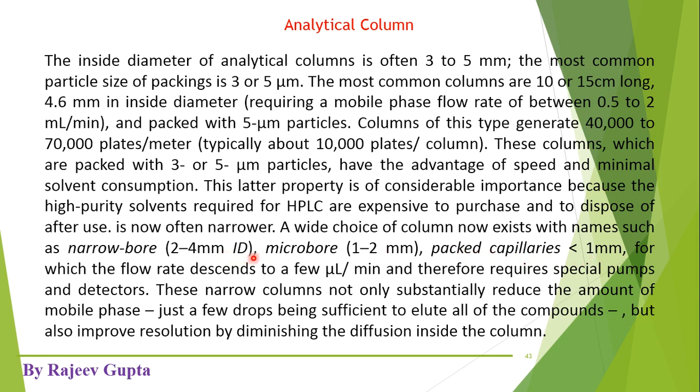So these are the different types of columns depending on the bore size, for which the flow rates descend to a few microliters per minute. The flow rate decreases as the bore size decreases, and therefore requires special pumps and detectors. Depending on our analytical column bore size, we have to choose specific high pressure pumps or detectors. These narrow columns substantially reduce the amount of mobile phase, just a few drops being sufficient to elute all of the compounds.